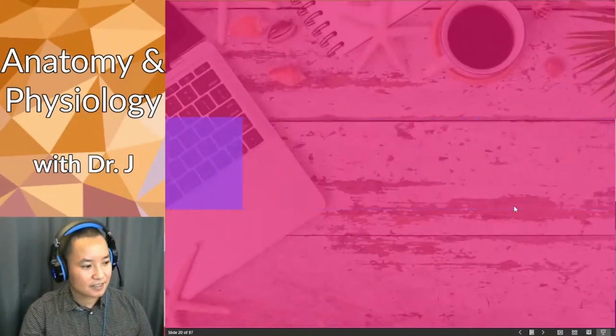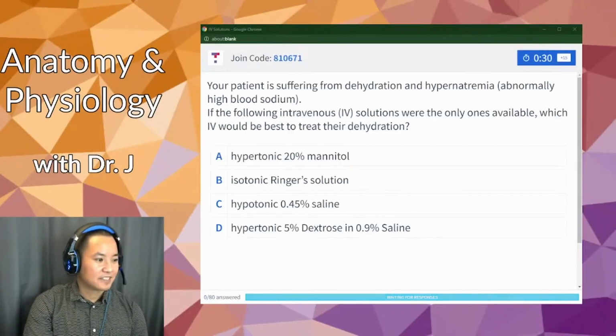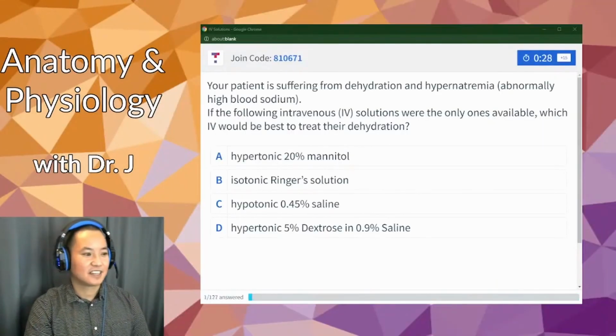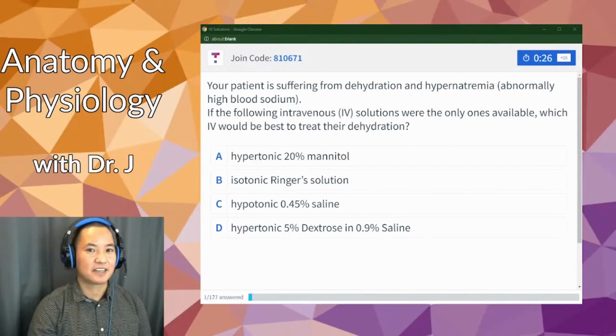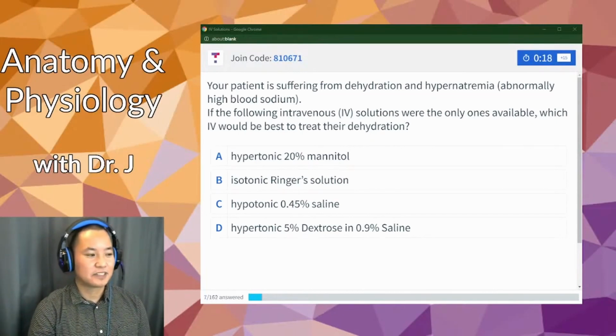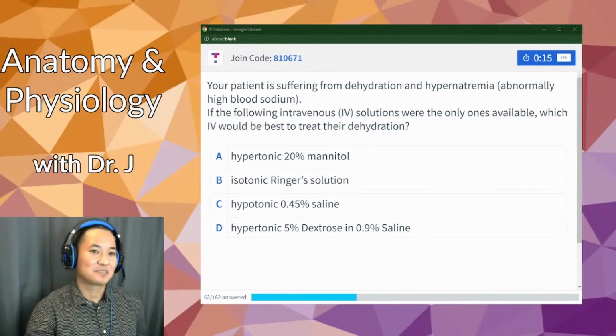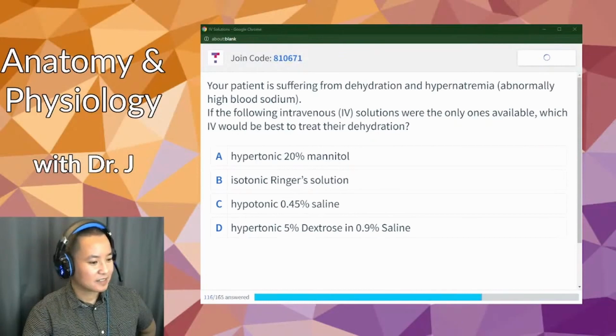Okay. Next Top Hat question. Your patient is suffering from dehydration and hypernatremia. That means they have abnormally high blood sodium, too much blood sodium. If you only have these IV solutions available, which of the following would be best to treat their dehydration? And yeah, I know I'm giving two lectures on osmosis, but this is why osmosis is very important. Okay, let's see how people did.